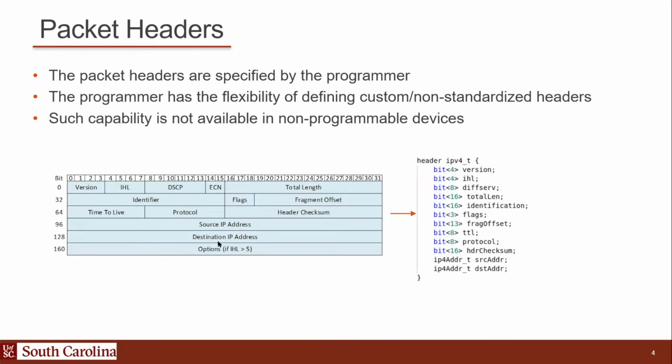And then you have fields such as the total length, identifier, and so on. And then at the end, you have here the source IP, destination IP. Okay, so you can see them here, source IP, destination IP. Now, the IP options, they are optional. They're not included here, but also you have the option to actually parse these options.